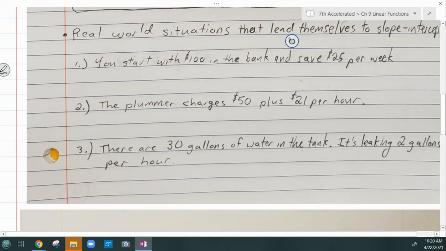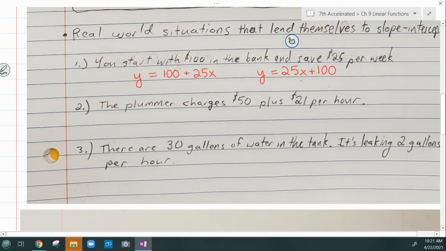How would we write that? You could have an equation: y, your total amount of money, equals 100 to start with, and then you're increasing that at a rate. Mr. Woodruff's way to say it would be 100 plus 25x, with x being the number of weeks that have passed. But slope-intercept form says you're just going to flip that around: 25x plus 100.